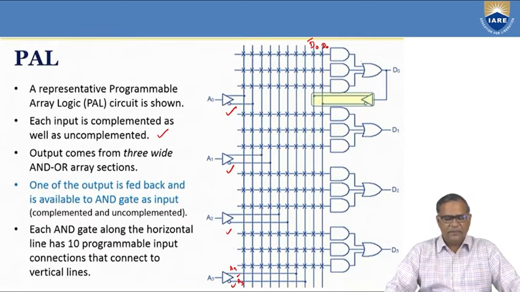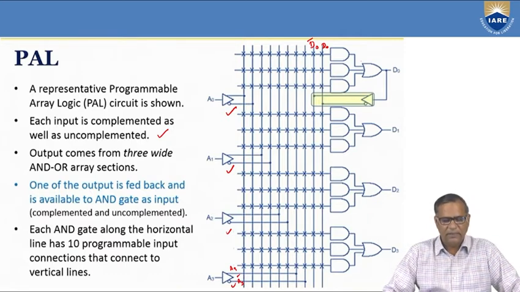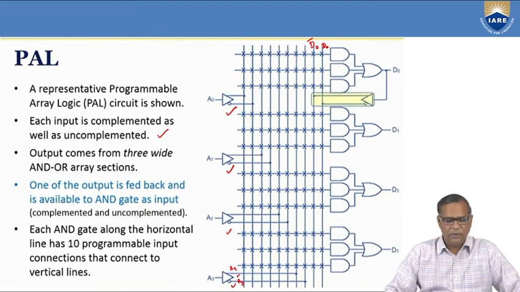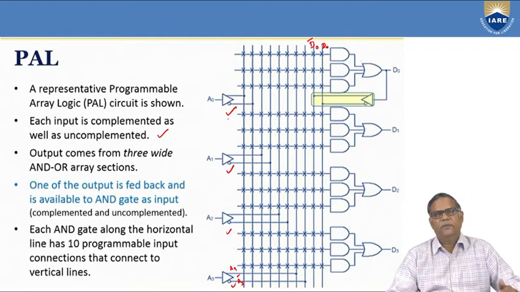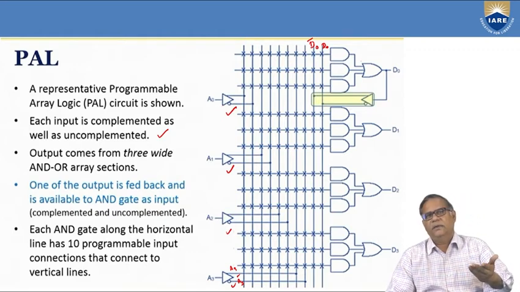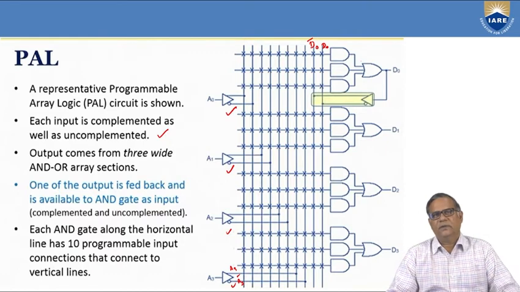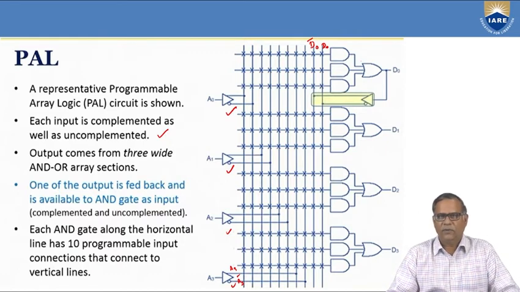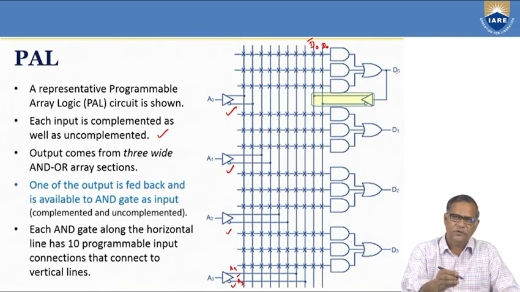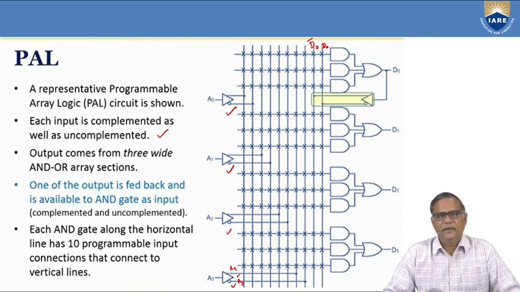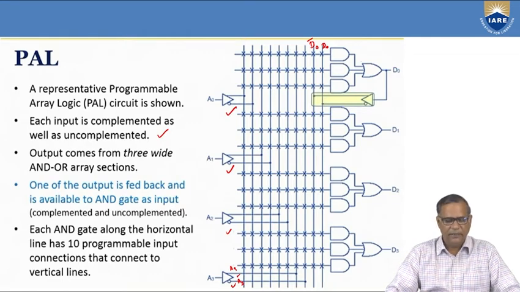Each AND gate, along the horizontal line, has 10 programmable input connections. There are 10 programmable input connections because you have 4 inputs. That means 4 inputs give 8 inputs because of the complemented form also, and because D0 is fed back to the input, and D0 and D0 bar are also available. So there are basically 8 inputs.